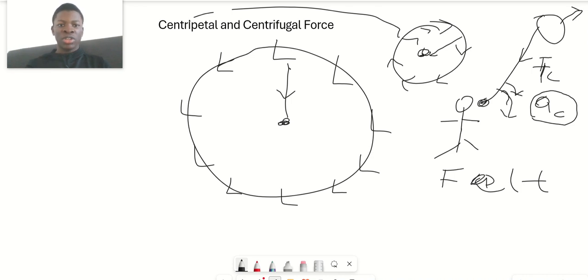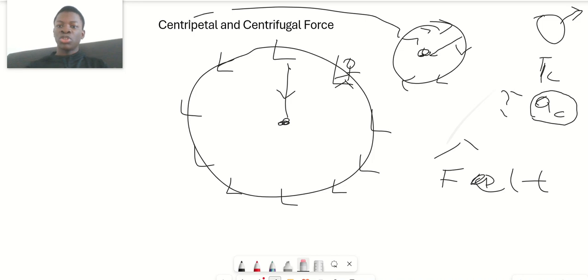In case you didn't notice, this is a Ferris wheel. If there's a person here while the Ferris wheel is rotating, the person will feel like they are flying out of the Ferris wheel. So the force that makes you feel like that is called centrifugal force. Just to recap, centripetal force is directed towards the center of the circle, while centrifugal force makes you feel like you are flying out of the circle.